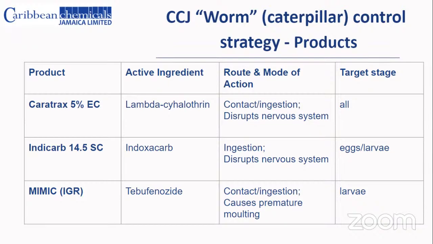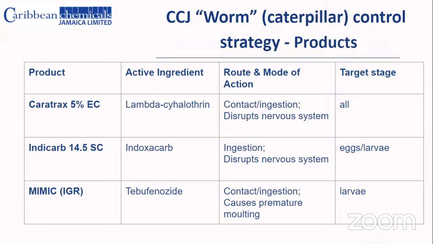Indicarb is also another effective chemistry, and the active ingredient there is indoxacarb. It also has a mode of action of ingestion. So with this particular product, the pest/worm larva would ingest it. When they ingest it, it starts to work that way, and it works by disrupting the nervous system. An additional point to note about Indicarb is that it has some form of ovicidal effect. Means it can also control eggs in the life cycle.